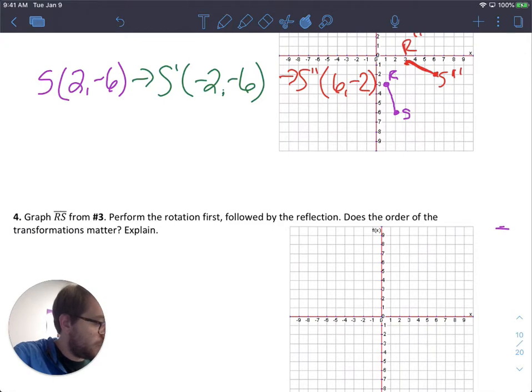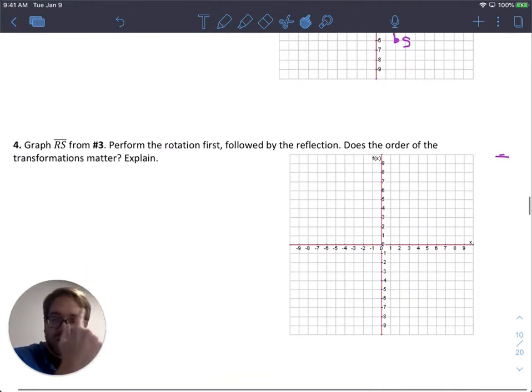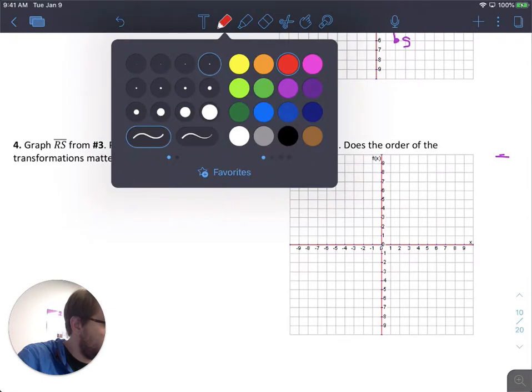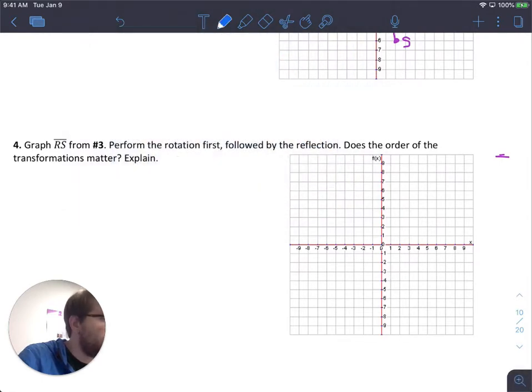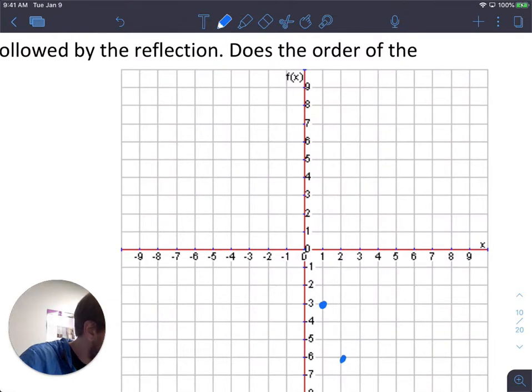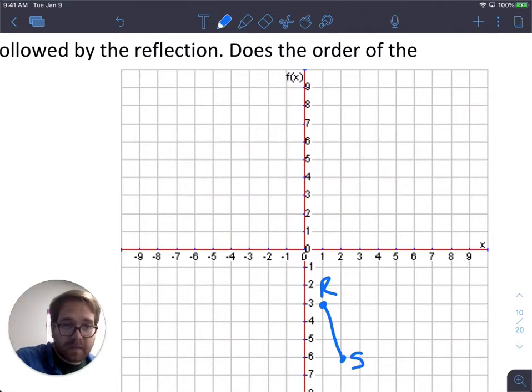If you want to take a guess, just tell yourself in your mind, take a guess. Does it matter or not? So first we need to graph RS. RS has endpoints of R is 1, -3, and S is 2, -6. R and S. Okay? So there's our pre-image segment.